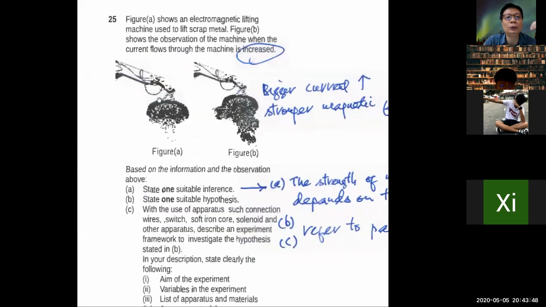Okay, the first one, as usual, let me take out the pen first, because from time to time still got people coming in here.